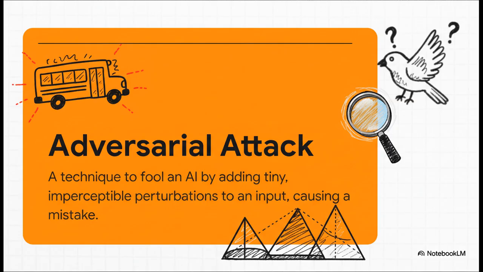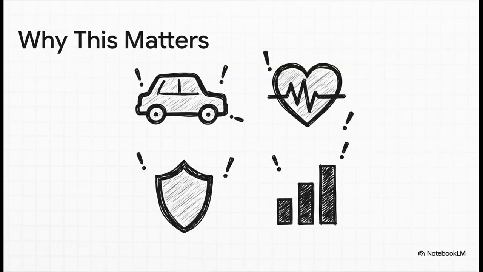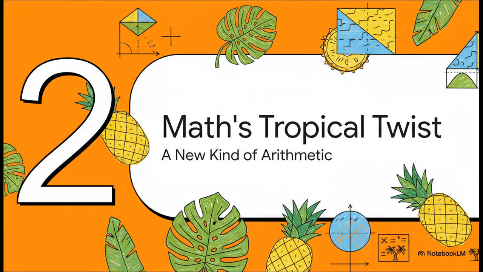And this really matters, because we're trusting AI with more and more critical jobs. Guiding our cars, analyzing our health, protecting our cybersecurity, managing financial systems. Making sure these systems are reliable is absolutely central to our safety. A vulnerability like this isn't just a small bug. It is a potential disaster just waiting to happen. So how in the world do you defend against this?